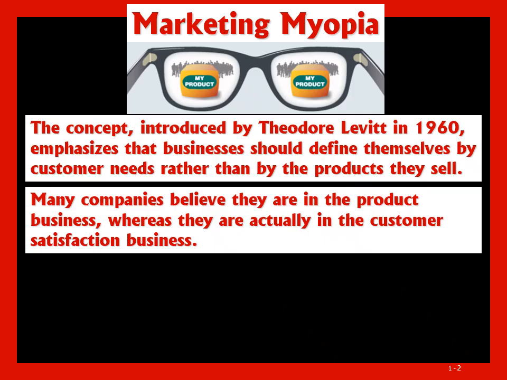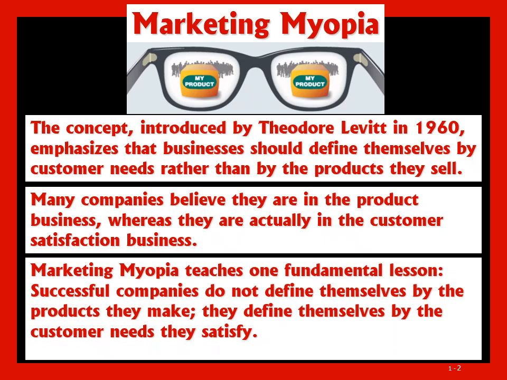So marketing myopia is a concept which discusses the issues faced by the company, or the philosophy of the company. Many companies believe they are in the product business, whereas they are actually in the customer satisfaction business. Marketing myopia teaches one fundamental lesson: successful companies do not define themselves by the product they make. They define themselves by the customer needs they satisfy.